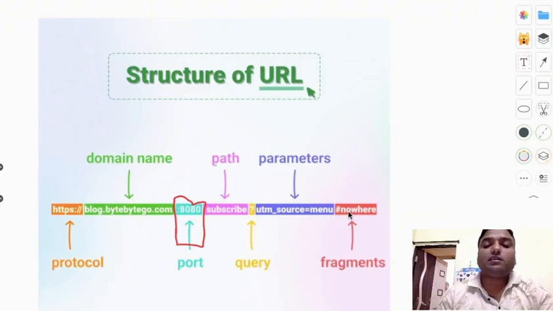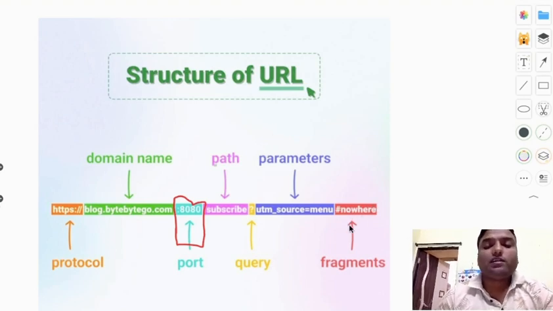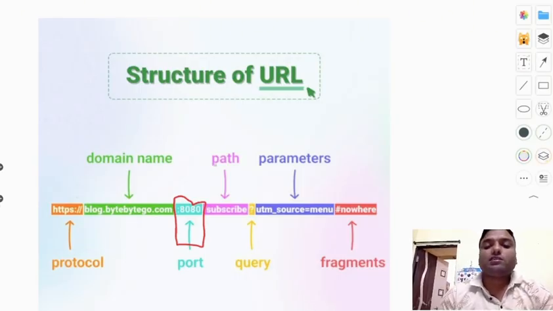it is the specific part of that page. Suppose there is a specific part at the bottom or anywhere, that would be defined by means of fragments. So parameters and fragments are optional. You will not find them used every time, but the protocol, domain name, or the port, if it is there, has to be written in the address bar of the web browser to access the web service.